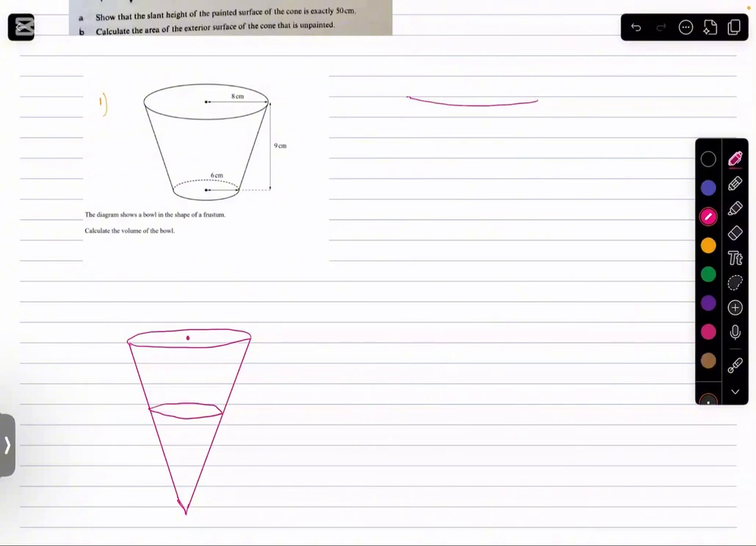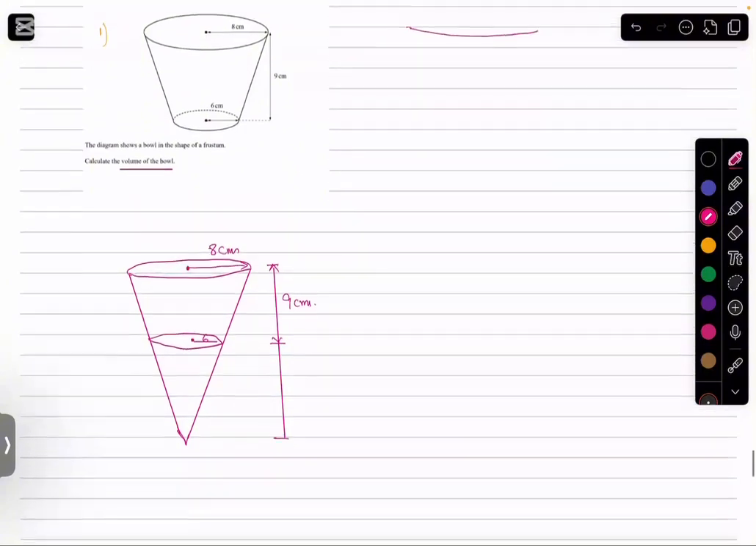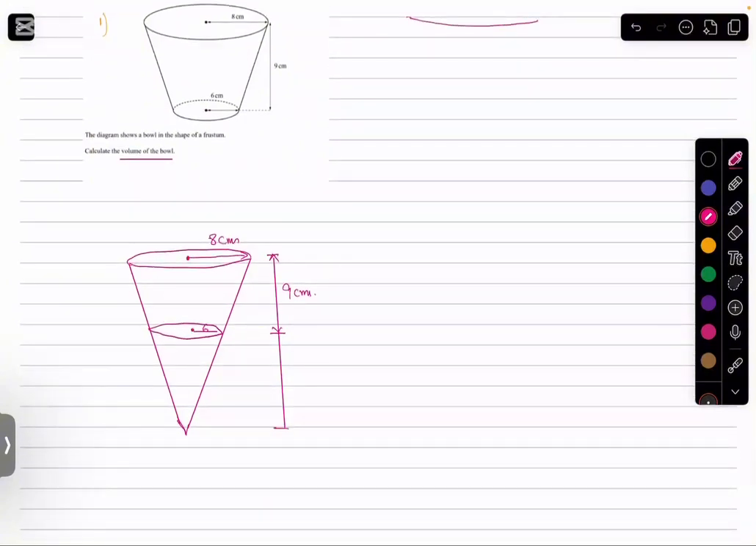The given frustum has a radius of 8, and the smaller one here has a radius of 6, and the height of this frustum is 9 centimeters. All the units are in centimeters. I need to have the volume of the bowl. How do I get the volume of the bowl? To get the volume of the bowl, obviously a frustum is not a regular shape.